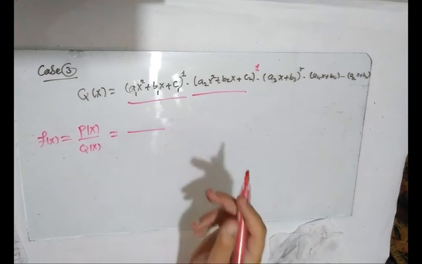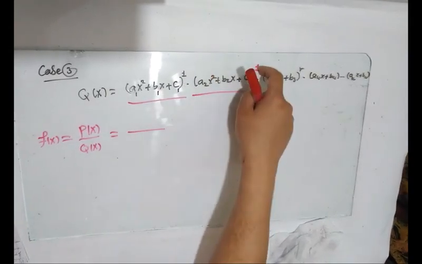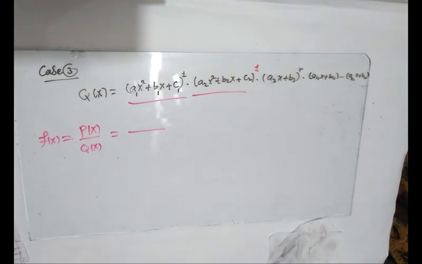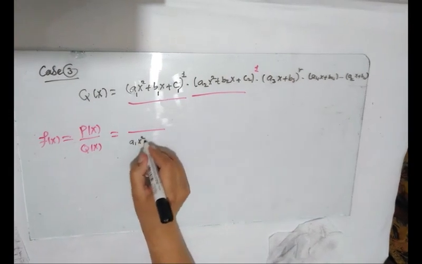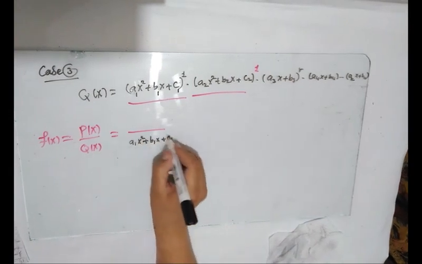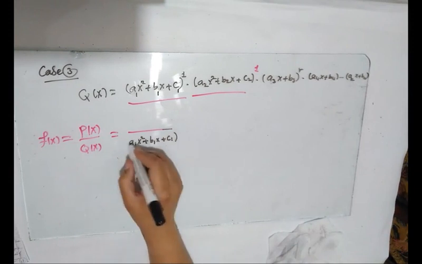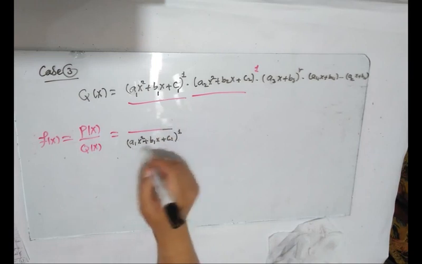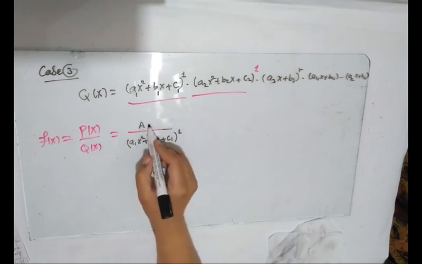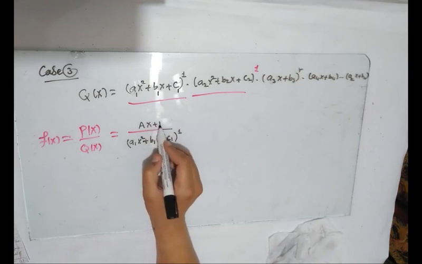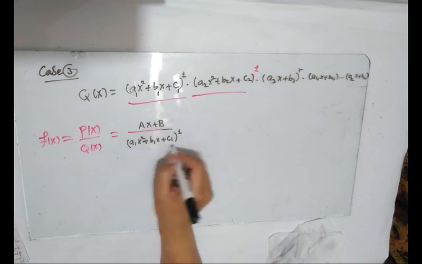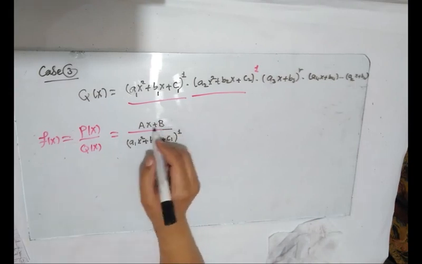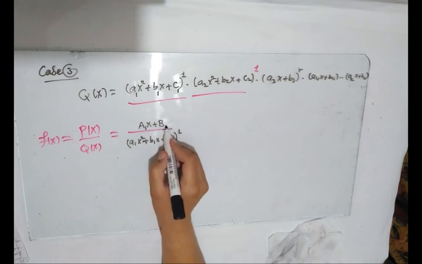again, each factor which is raised to the power 1 will share one partial fraction. So here you will have a1x squared plus b1x plus c1, and this is all to the power 1. In the numerator, since this is a quadratic, you have to write a linear expression. So let's call it a1x plus b1.